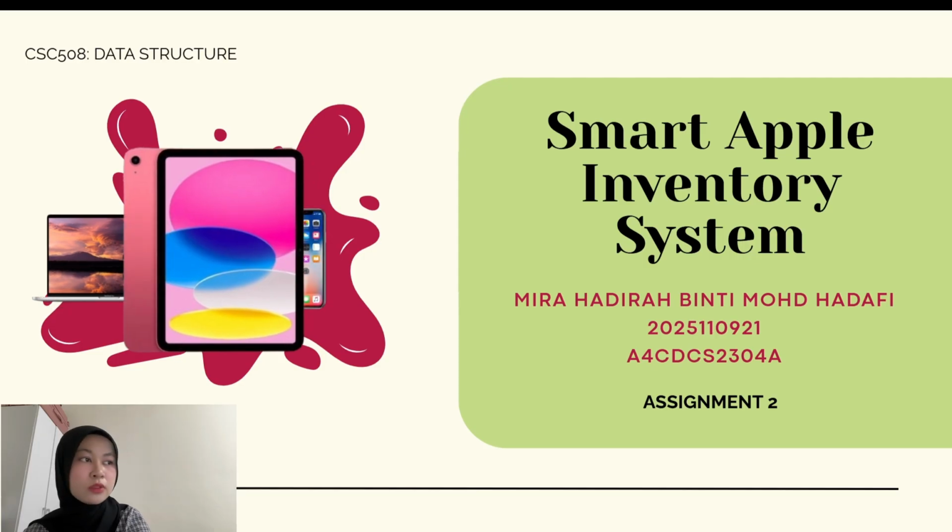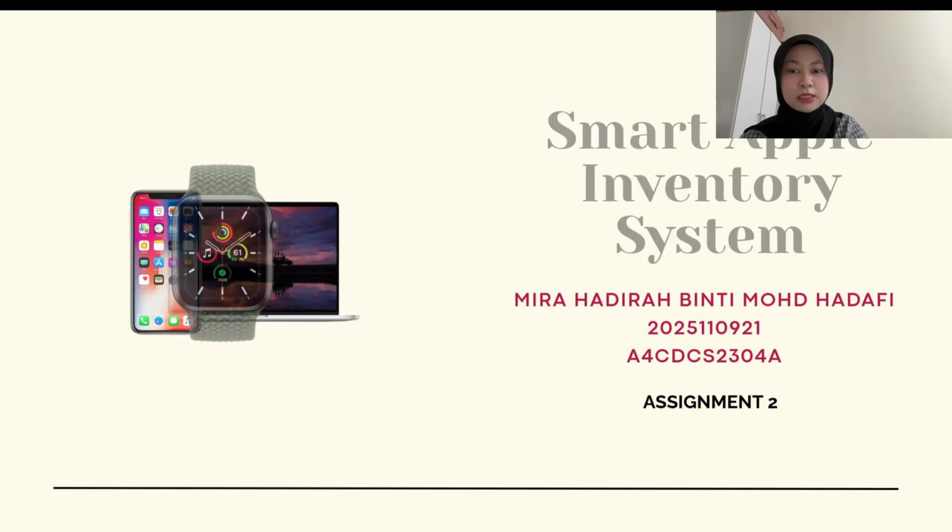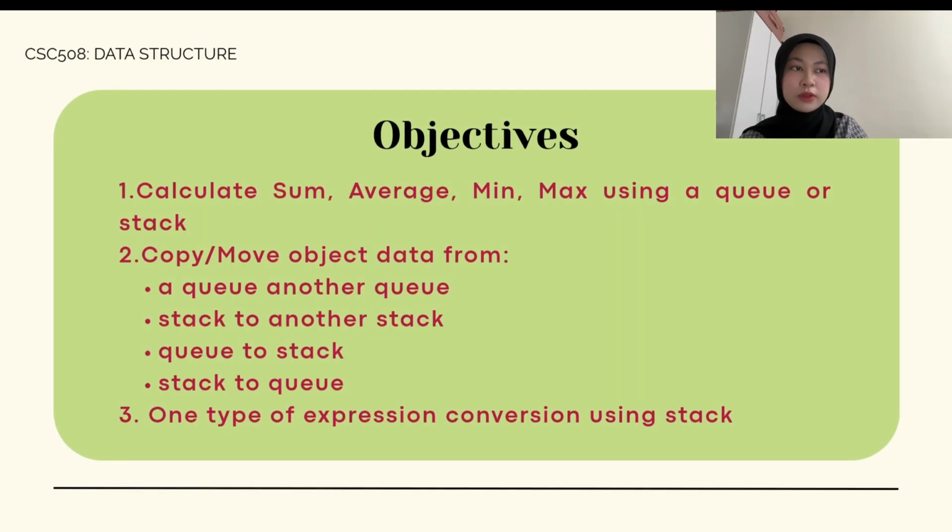2025110921. Today I'm going to present Smart Apple Inventory System for assignment 2 for CSC508. Starting with my objective, the first one is to calculate sum, average, minimum and maximum using a queue or stack. The second one is to copy or move object data from a queue to another queue, stack to another stack, queue to stack, and stack to queue. Lastly, I also have one type of expression conversion using stack.